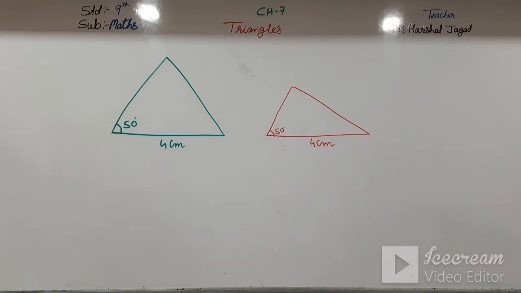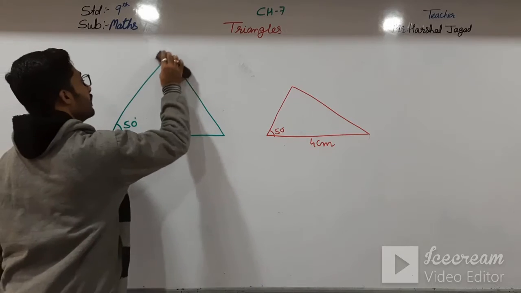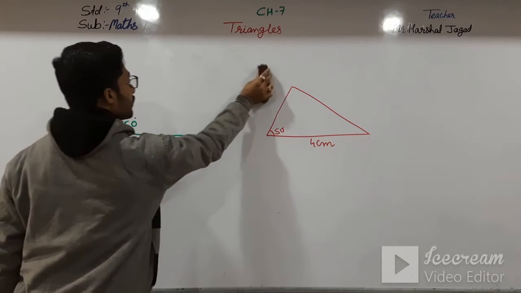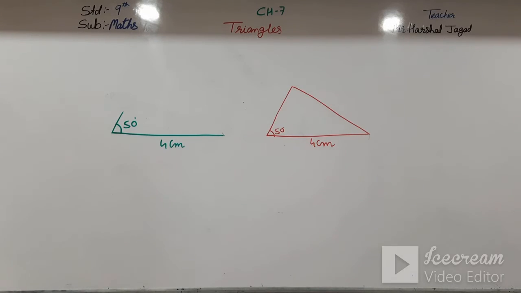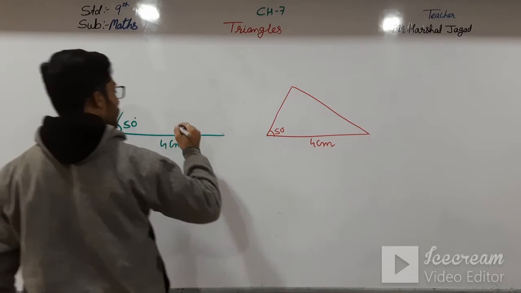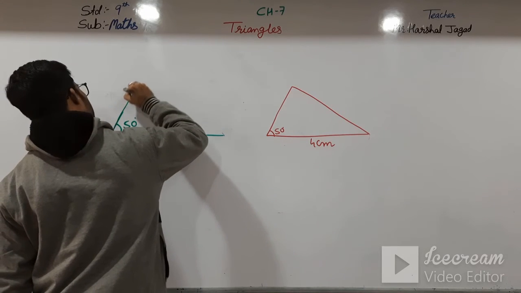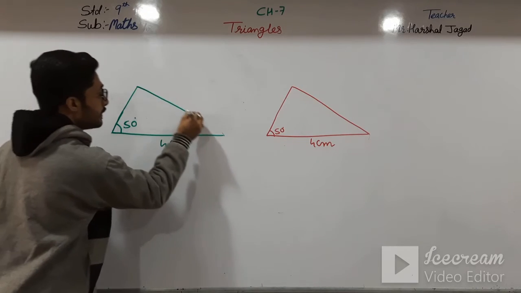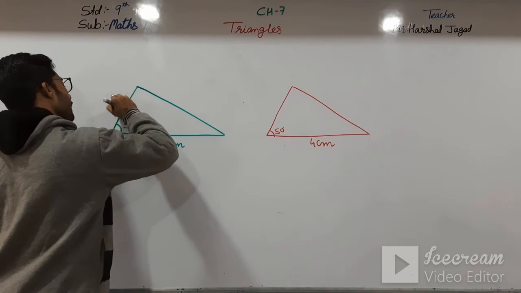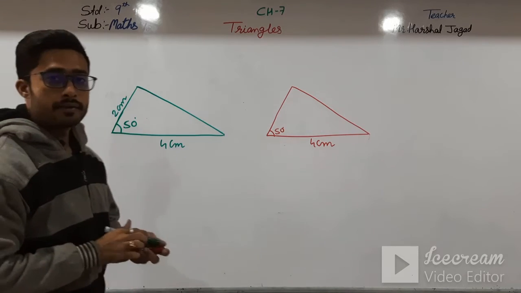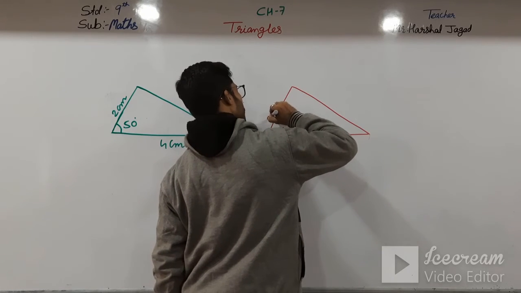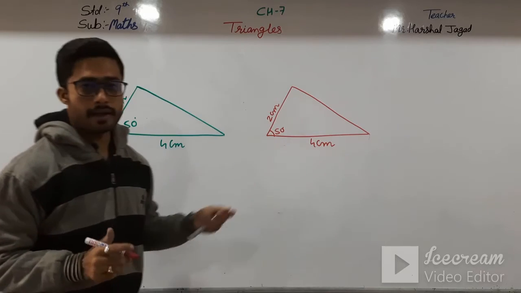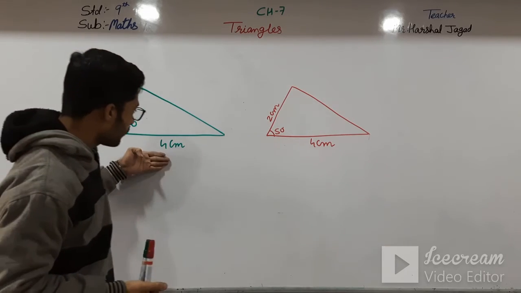So let me rub and draw this figure again. Here, this is 2 centimeter, and this is connected by this. So this is 2 centimeter. Now this is also 2 centimeter. Both are 2 centimeters. Then now you can say that this is 4 centimeter.